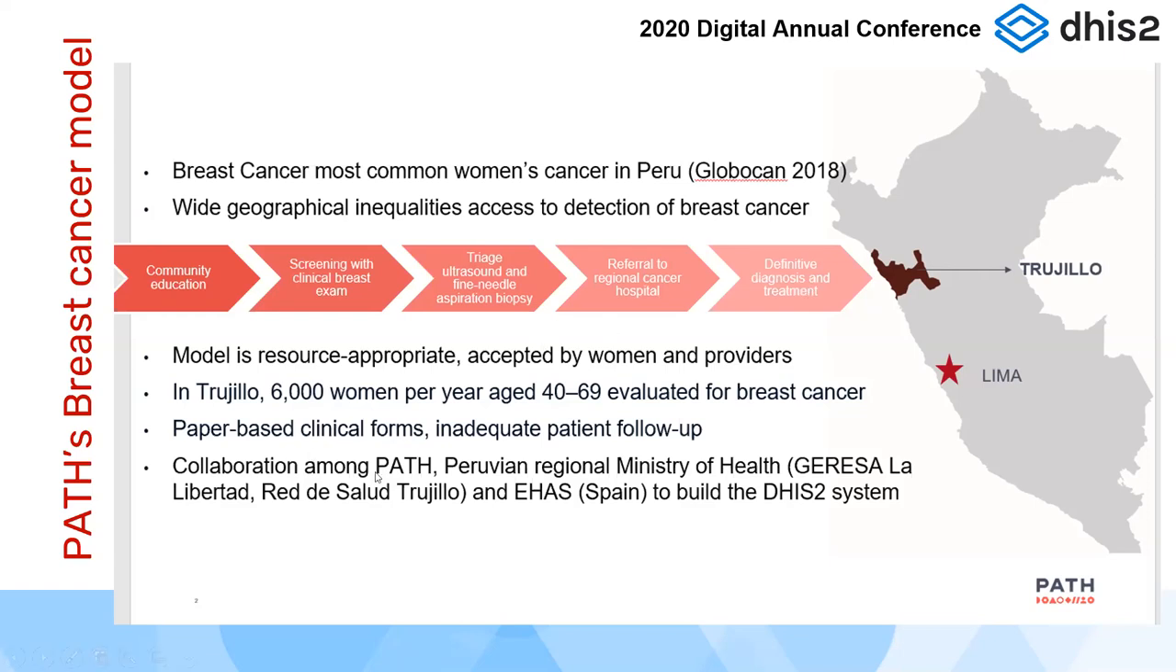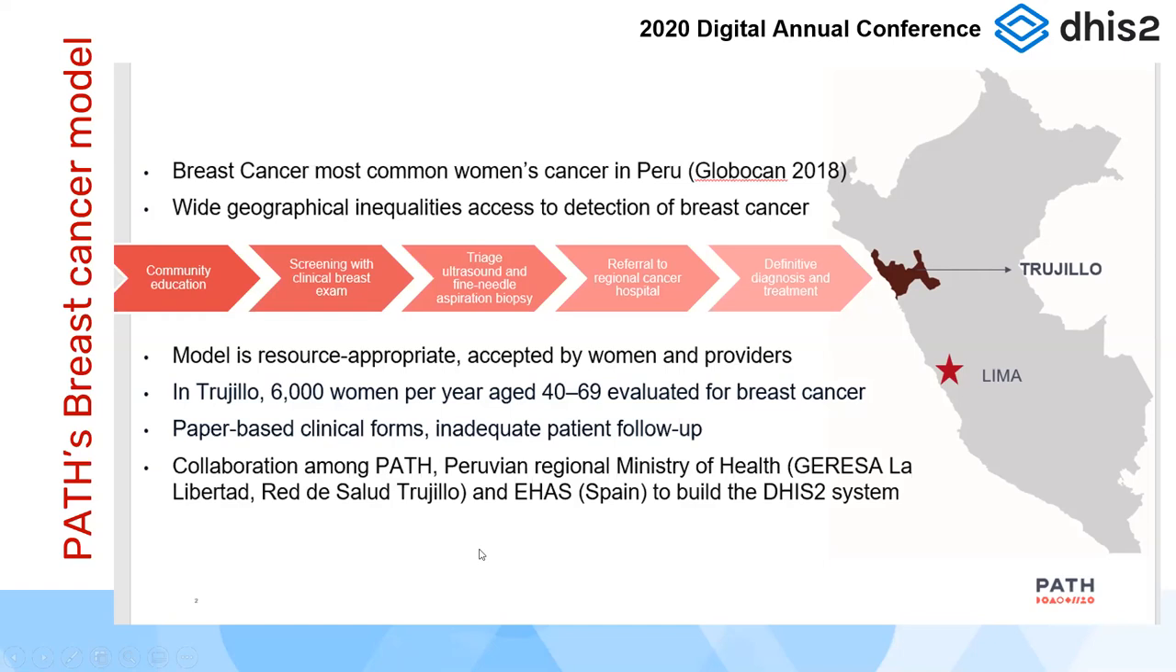This model of using clinical breast exam, triage, and fine needle aspiration biopsy has been resource appropriate and accepted by women and providers. We see about 6,000 women in Trujillo per year, age 40 to 69, evaluated for breast cancer. So far, everything has been done just on paper-based forms, which is a recurrent theme I've seen here at the DHIS2 conference. That's what we're addressing as well, trying to get that digitized for real-time follow-up.